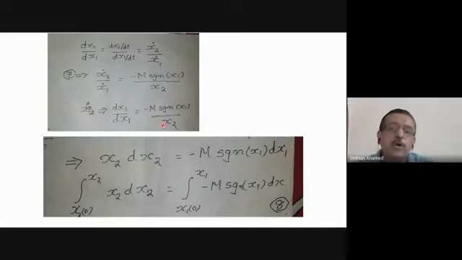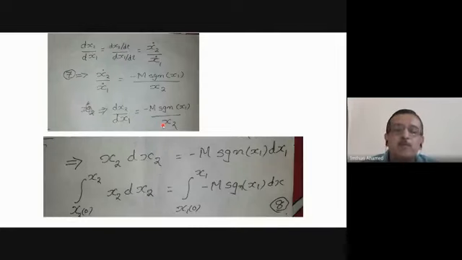Integral over x2 from 0 to x2 of x2 dx2 is equal to the integral over x1 from 0 to x1 of minus m into the signum function of x1 dx1. Good. Now the point is, this is where a teacher is required. How should I proceed from here? How will I integrate? This is the next crucial step.